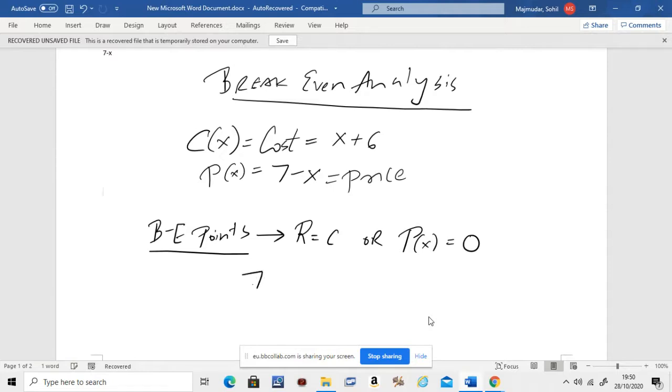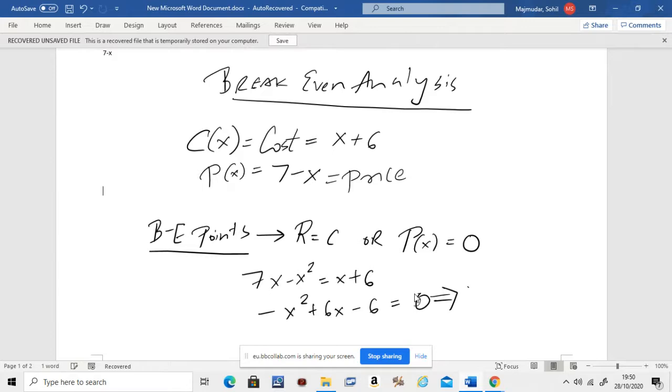The revenue was 7x minus x squared, which should be equal to x plus 6. So you make them both equal to each other, get everything on one side. You actually get your profit function back and make that equal to 0. So they both really mean the same thing. And then you have to solve for this.